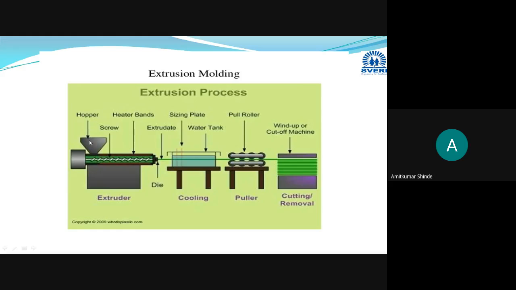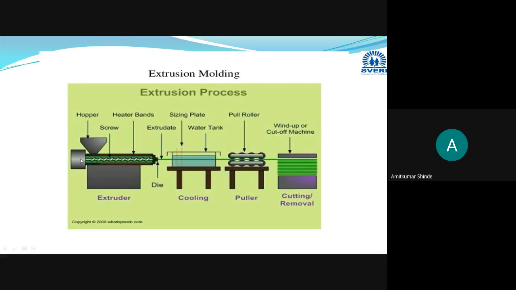In the first stage, we are feeding the raw material in the form of granules or pellets into the hopper. Through this hopper, it will pass through a throat and enter the cylinder or barrel. This cylinder or barrel consists of a heating arrangement and a turning screw, to which we can provide rotational motion with the help of a motor.